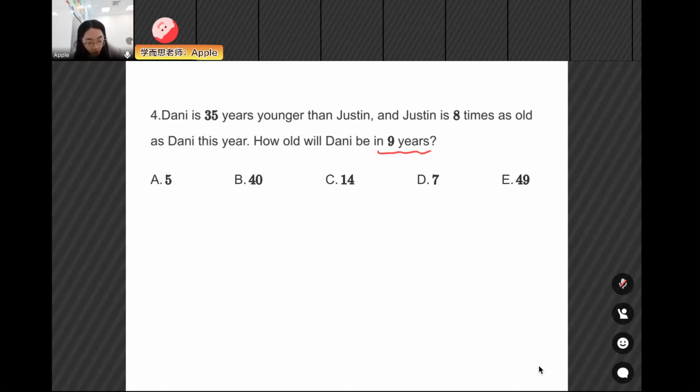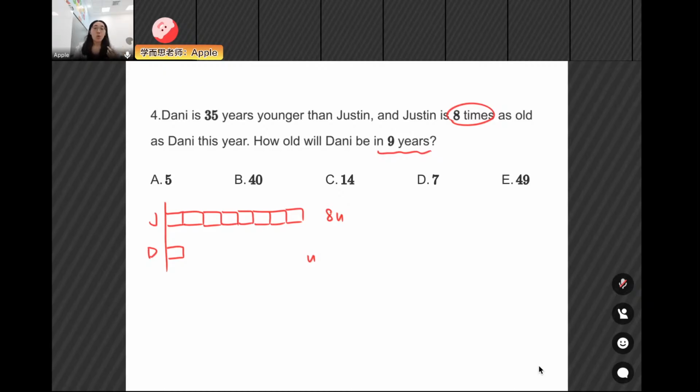Well, if you draw the model, you will see that here for Justin and Danny, Justin is 8 times as old as Danny. So here, Danny should be 1 unit, which means Justin should be 8 units. 1, 2, 3, 4, 5, 6, 7, 8. And also, if you want an easier way, maybe you just label the first one 8 units, the second one 1 unit. Then you don't need to draw out so many rectangles, right?